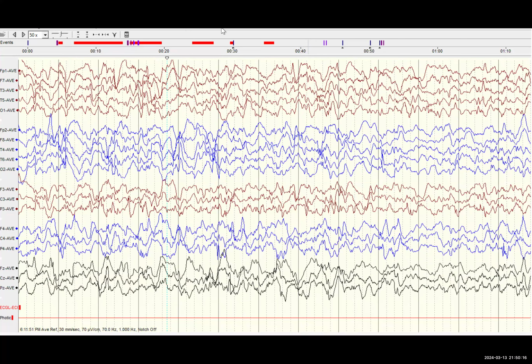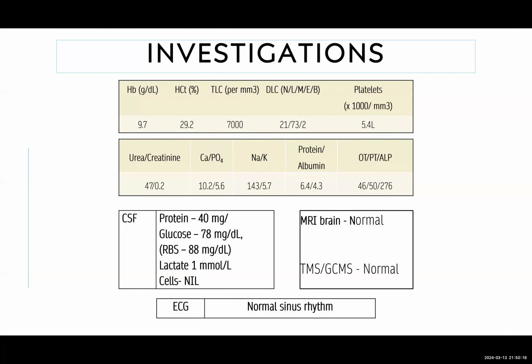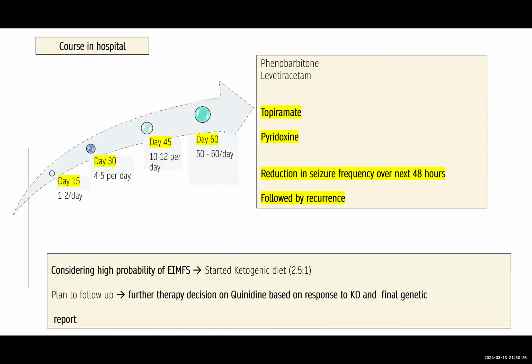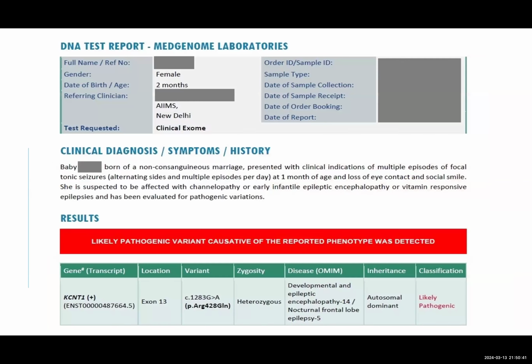On further investigation, hemogram and biochemical profiles were normal. CSF was non-meningitic with normal lactate and normal CSF glucose. MRI did not show any structural correlate. TMS JCMS profile was also in the normal range. Subsequently, baby was initially managed with anti-seizure medications, which did not lead to any change in seizure frequency. Considering the possibility of EIMFS, baby was started on ketogenic diet and was planned for genetic workup.